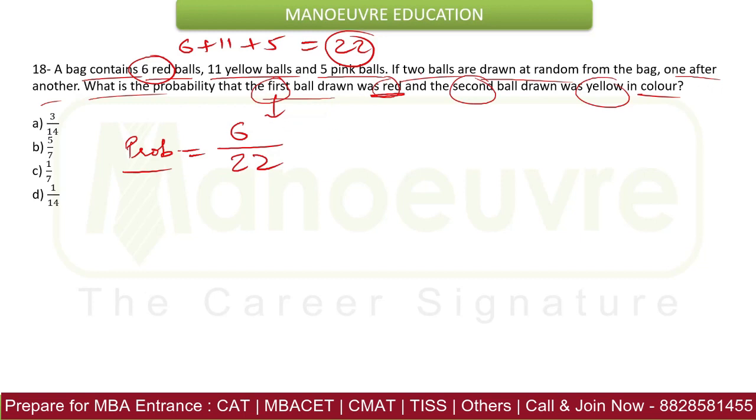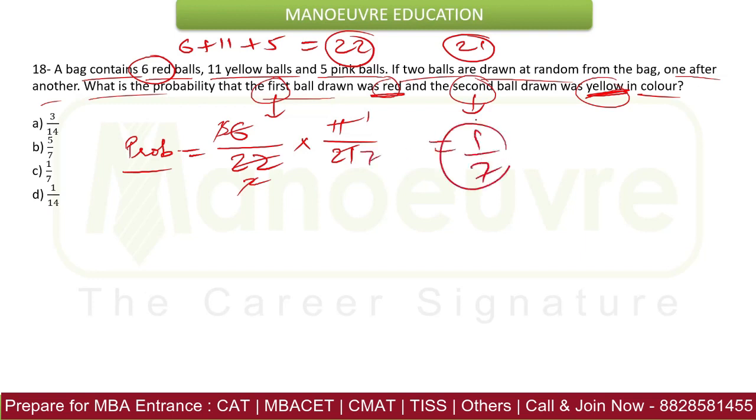Now one ball is less, so we will be remaining with 21 balls now for the second time. Now for the second time, we have to draw a yellow ball, the probability. Yellow balls are 11. So 11 we have to draw out of 21 balls. So this will be the required probability. 11 ones are 11, 11 twos are 22. 3 ones are 3, and 3 sevens are 21. So it will be 1 by 7, which will be the answer, option C.